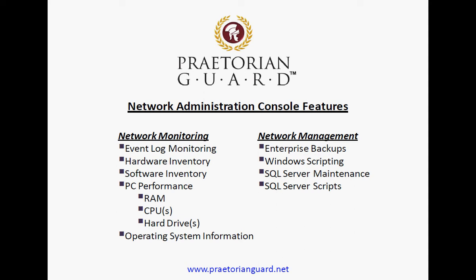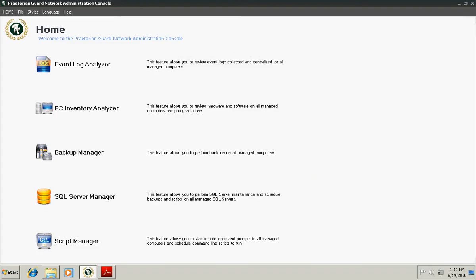Let's begin. When you log into the Praetorian Guard Network Administration Console, on the home screen, you'll see access to the 5 areas: Event Log Analyzer, PC Inventory Analyzer, Backup Manager, SQL Server Manager, and Script Manager. We'll cover Event Log Analyzer first.